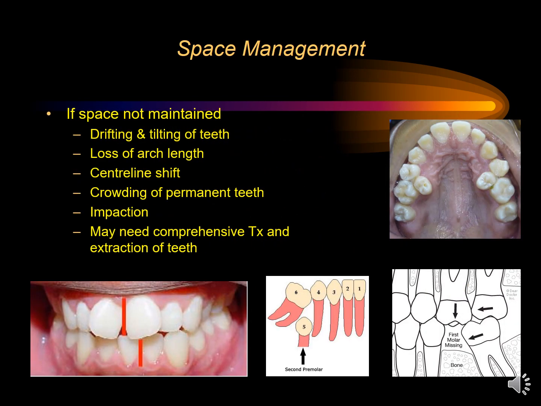Now, if space is not maintained, teeth will drift and tilt, and this will result in a loss in arch length. There may also be centerline shifts, and primary and permanent teeth will be crowded out due to lack of space, and they may also become impacted. Once this happens, it will need comprehensive treatment with extraction of teeth.